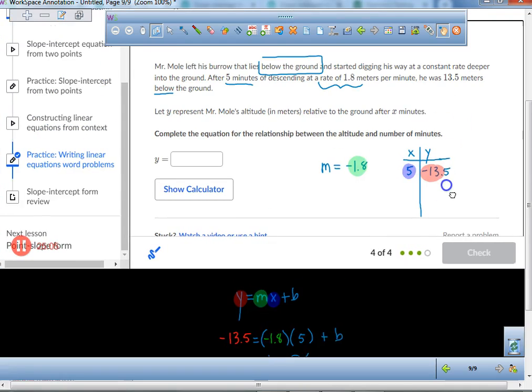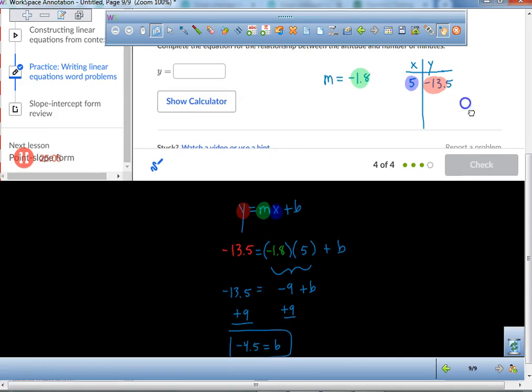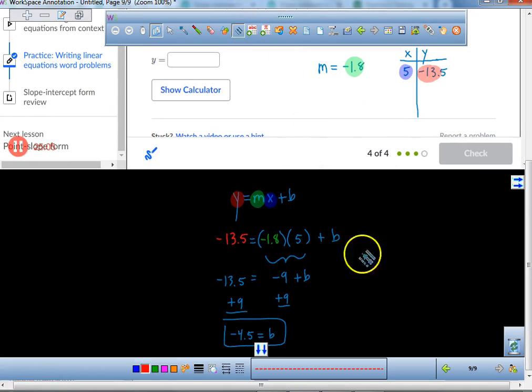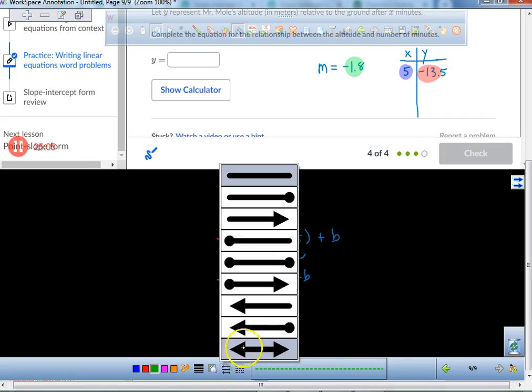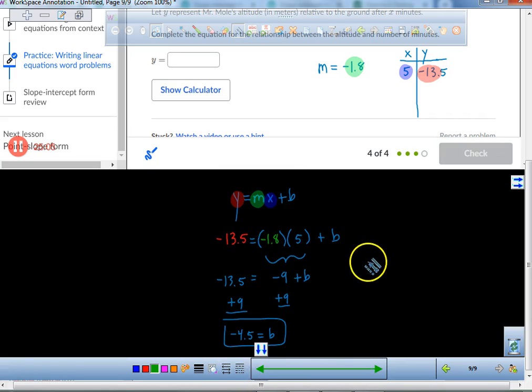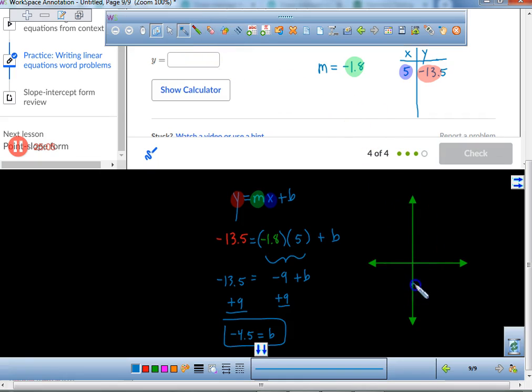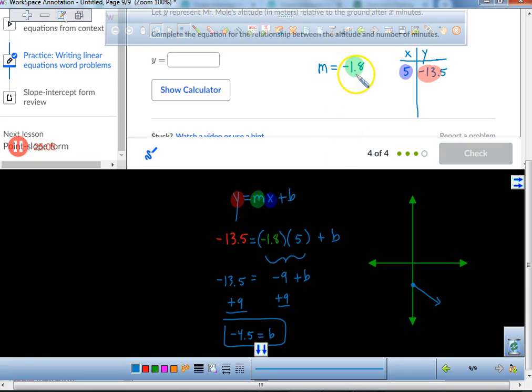meters below the ground. So here's kind of the picture that you would see, all right, if we were to draw a picture of this. So imagine Mr. Mole, here we go, was in his burrow underneath the ground right here, and then from that point, he started digging down. And that's what's happening, all right? Our y-intercept's negative 4.5, and our slope is negative 1.8.